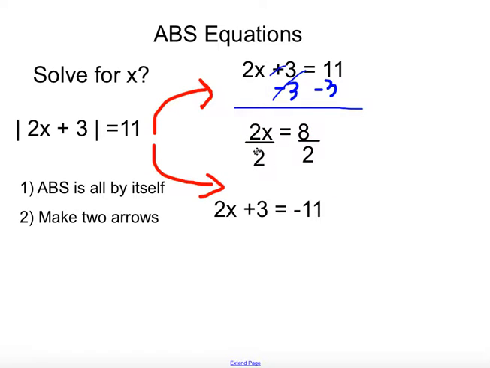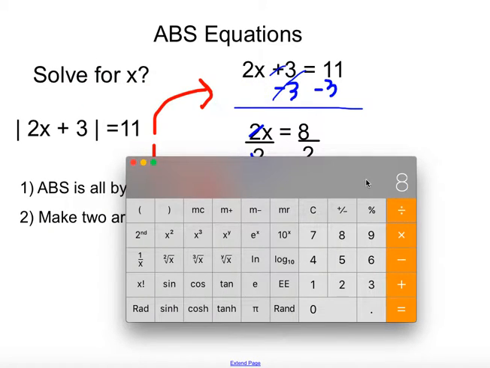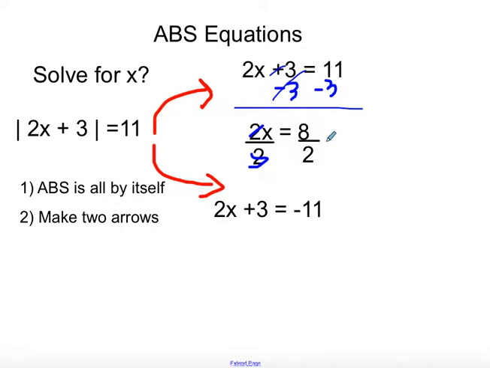Awesome. Now, simply, we know that 2 and 2 cancel each other out. 8 divided by 2. Again, we use a calculator. 8 divided by 2 is 4. So we can write it like that. x is equal to 4. Good. So one of the answers for the absolute value is 4.